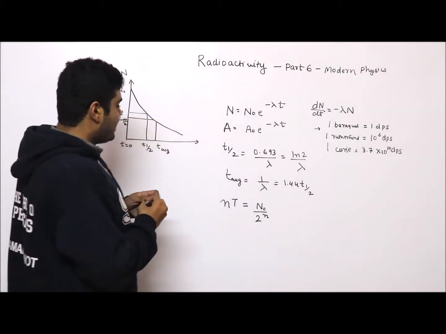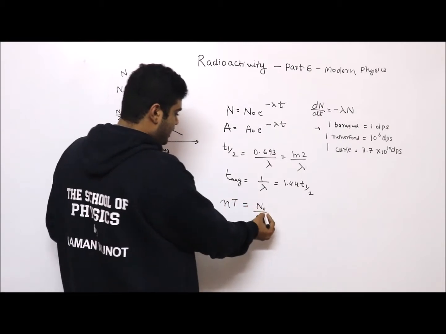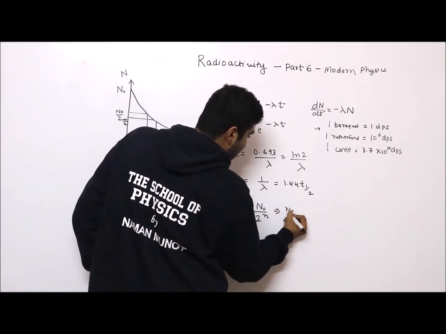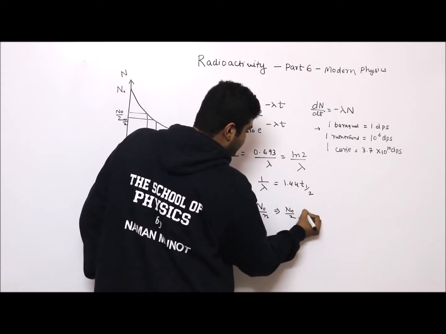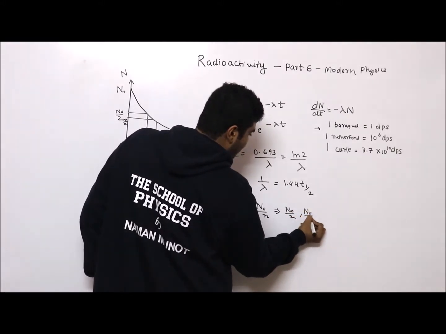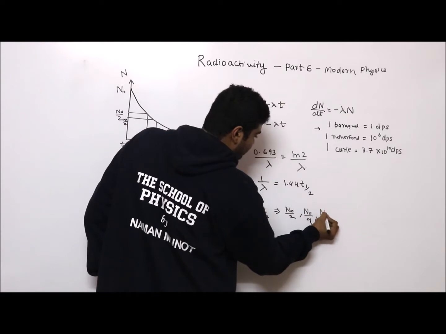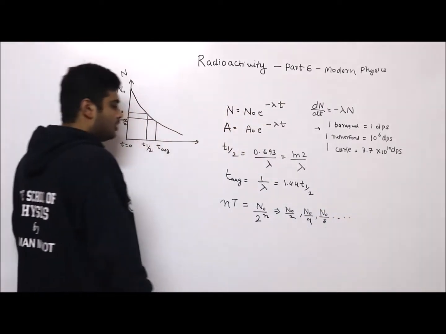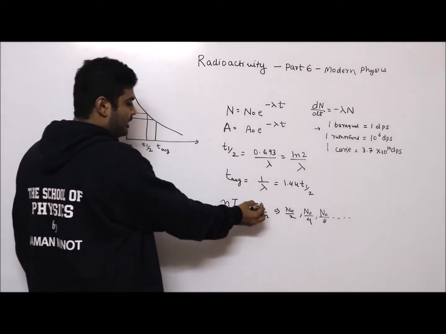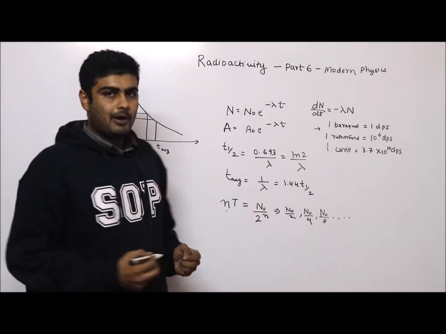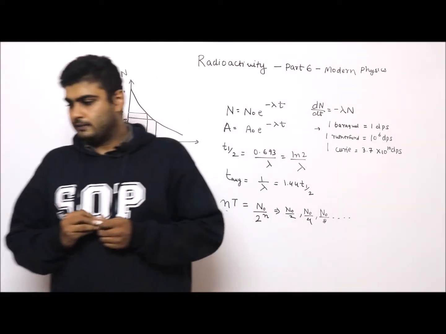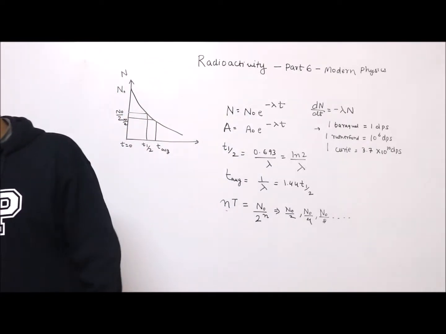Then after n half lives, N₀ becomes N₀/2^n, because after the first half life it will become N₀/2, after the second half life N₀/4, after the third half life N₀/8, and so on. So after n half lives it will become N₀/2^n. Okay, so this was about radioactivity.